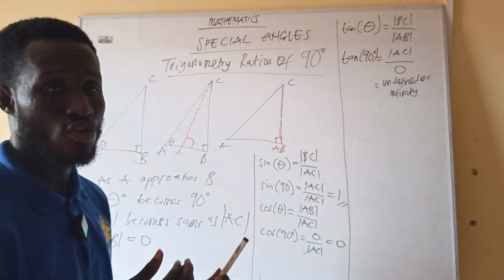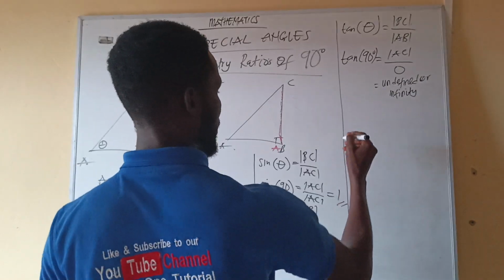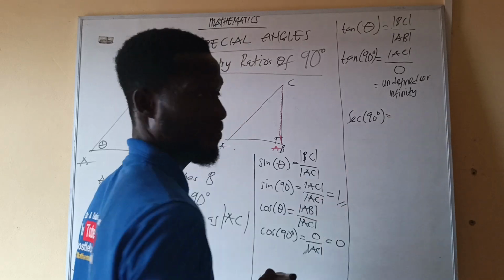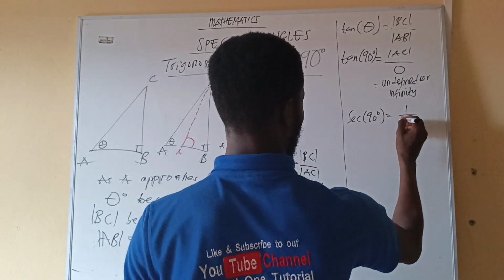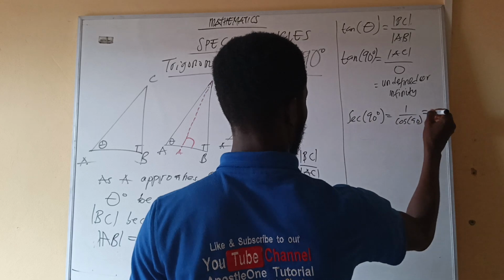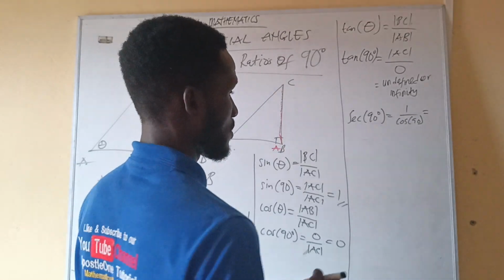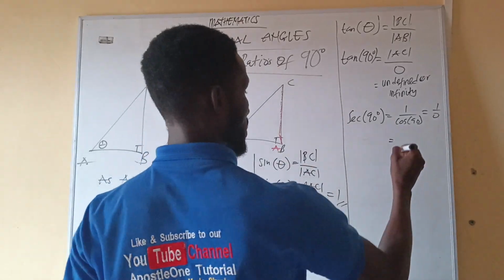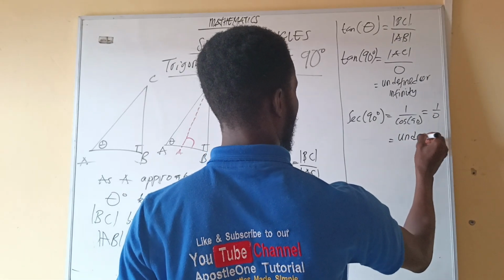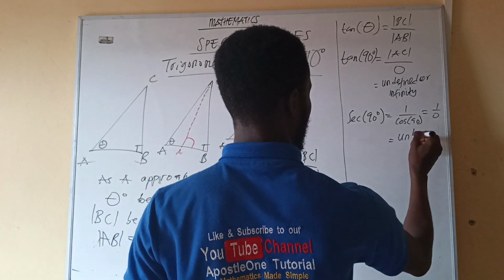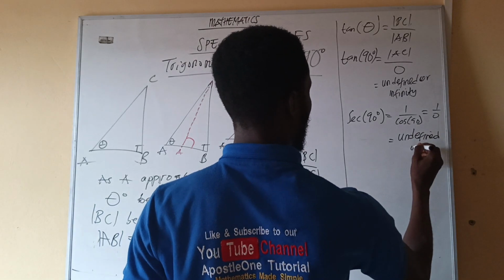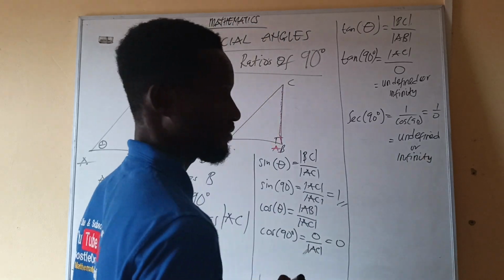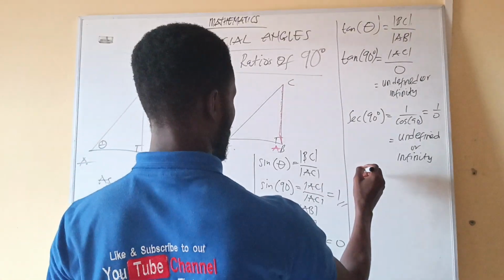Now, let's talk about the other trigonometry ratios. Let's talk about sec 90. Don't forget that sec is the same as 1 over cos 90. Now cos 90 is 0, so 1 over 0 is also undefined. So sec 90 is undefined or infinity. I hope you understand.